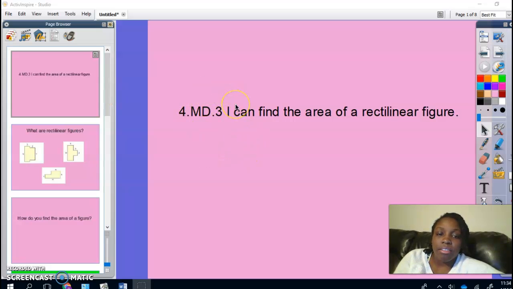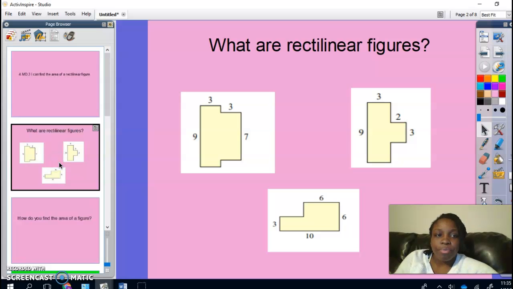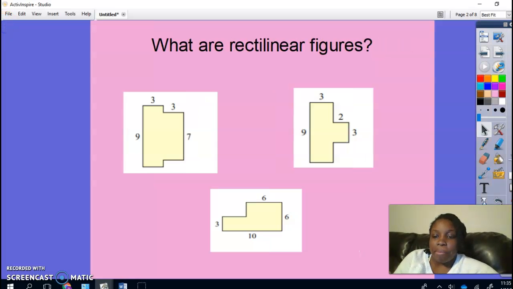So our topic is MD3. I can find the area of a rectilinear figure. Now, I know some of you guys are wondering, what is a rectilinear figure? So, rectilinear figures are figures that look like a rectangle, sort of. However, they're not even in size. So the sizes are not even. And as you can see here, some of them, the sides are different lengths, and they just look irregular. So you can say a rectilinear figure is like an irregular figure. They're not regular. So these are just examples. These three are examples of rectilinear figures.